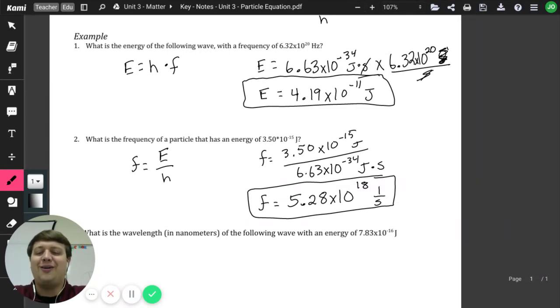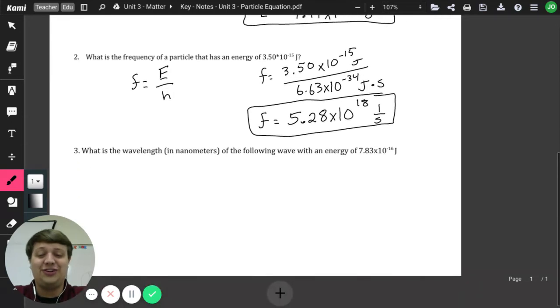Okay? All right, very last one. I do want y'all to give this one a try by yourself. This one takes both of those formulas that we've worked with and combines them into one. So pause your video, solve the problem, and then we'll go over it.